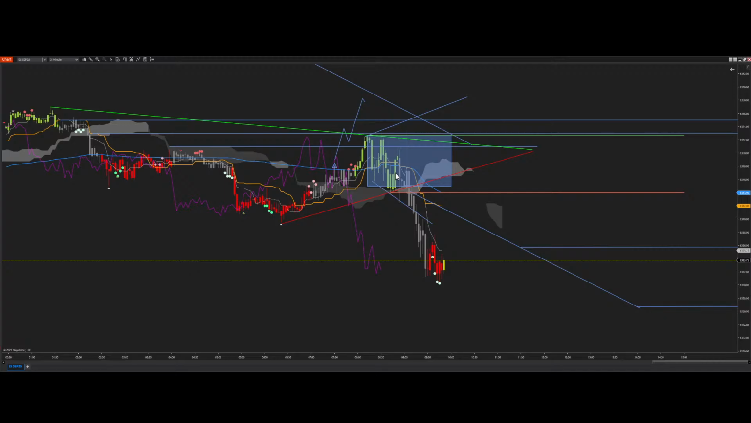If that happens, and I'm just putting this out here ahead of time, it'll give us another wedge pattern, or you may know it as a flag or pennant or whatever. Order filled.